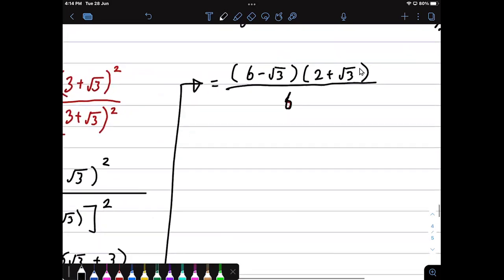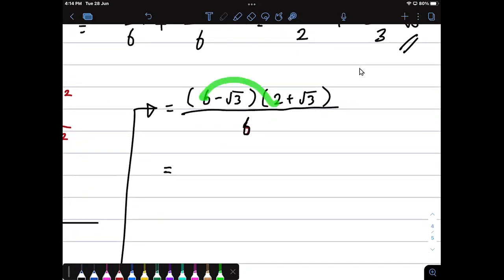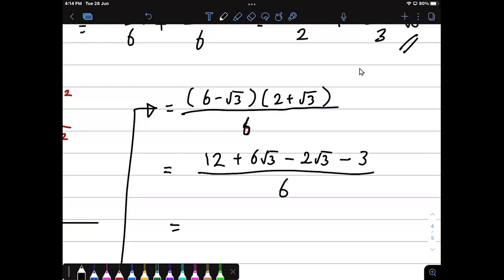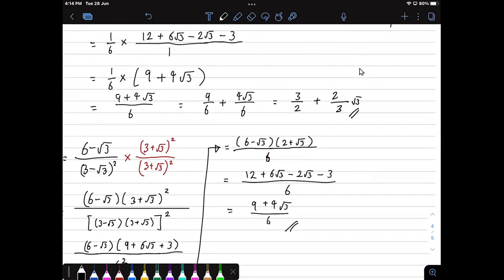Then we can simplify a bit more, multiply out. 6 times 2, 12. 6 times root 3, 6 root 3. Minus root 3 times 2, minus 2 root 3. Minus root 3 times positive root 3, negative 3. Divide by 6. Simplify. 12 minus 3, 9. 6 root 3 minus 2 root 3, 4 root 3. Divide by 6. Answer. Same answer.